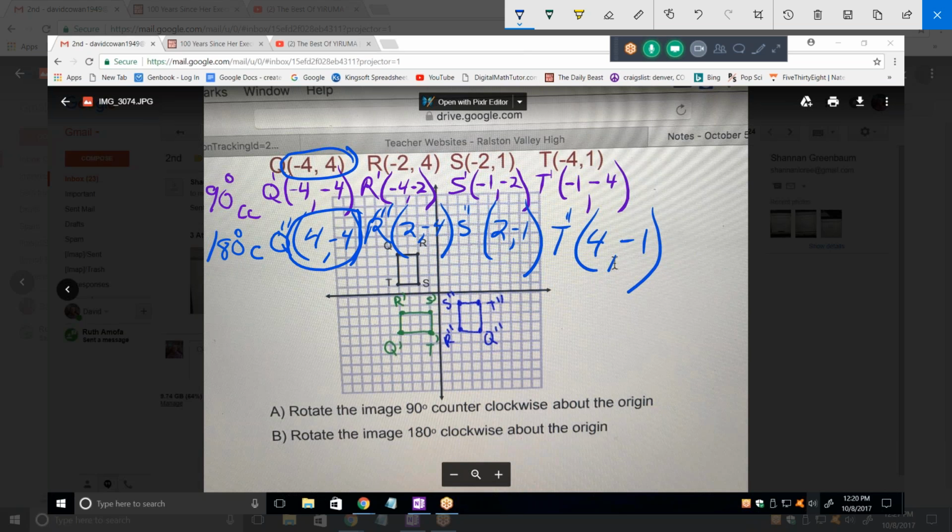And that's what we're doing with Q. It's just not as obvious because both numbers are the same. So Q is not a good one to use to illustrate this. But R, S, and T do exactly that.